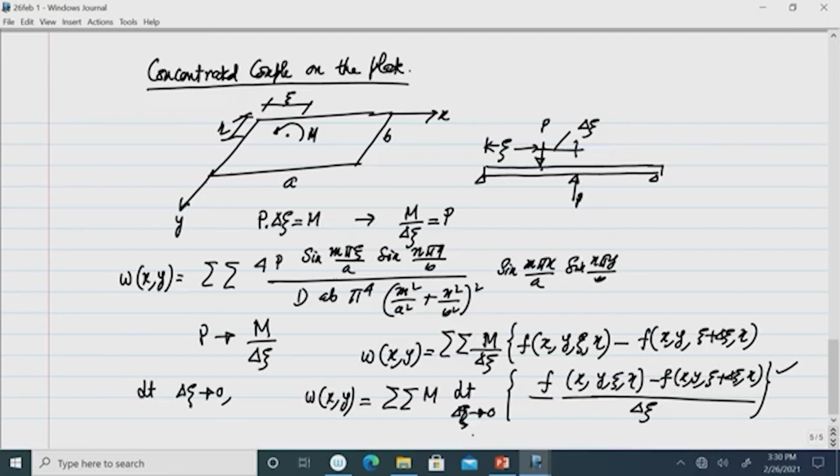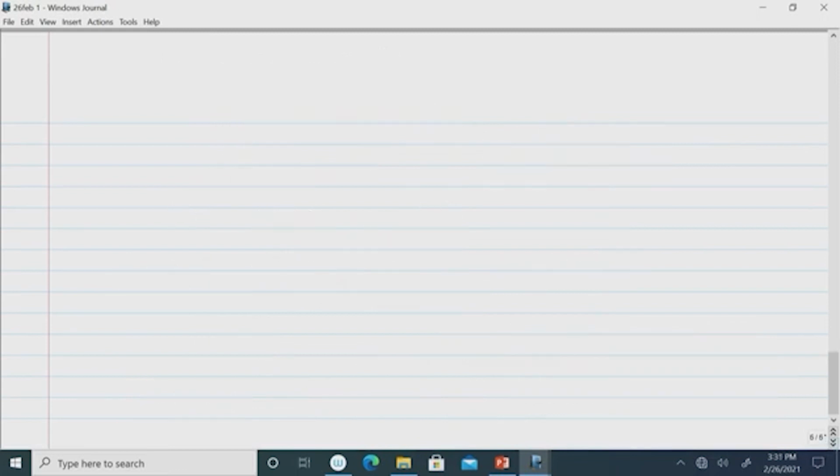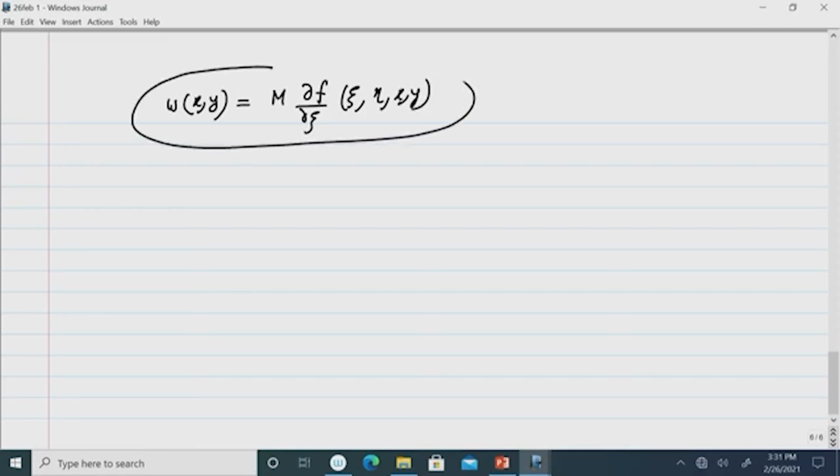So, that means the expression derived for the concentrated moment is due to the limiting process of the expression derived earlier for the concentrated load. So, now W(x,y) can be written as the sum of A_mn, M d f by d xi. So, for the concentrated couple this is the expression for the deflection, where M is the couple that is acting at a certain location xi and eta, and x y are the variables of the location where we want the deflection, and the total function.